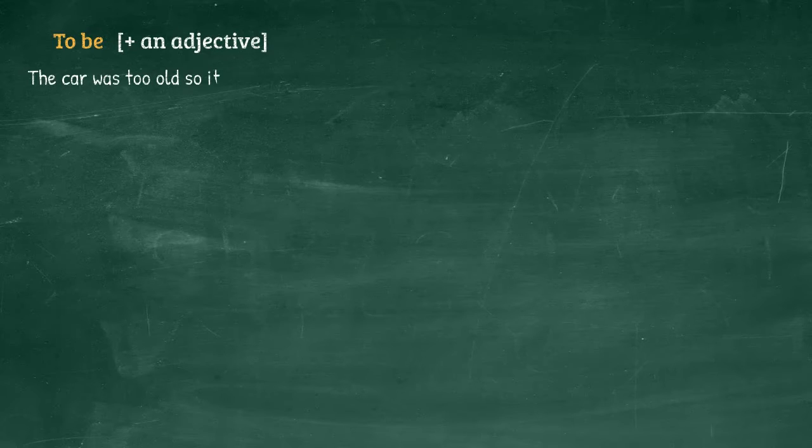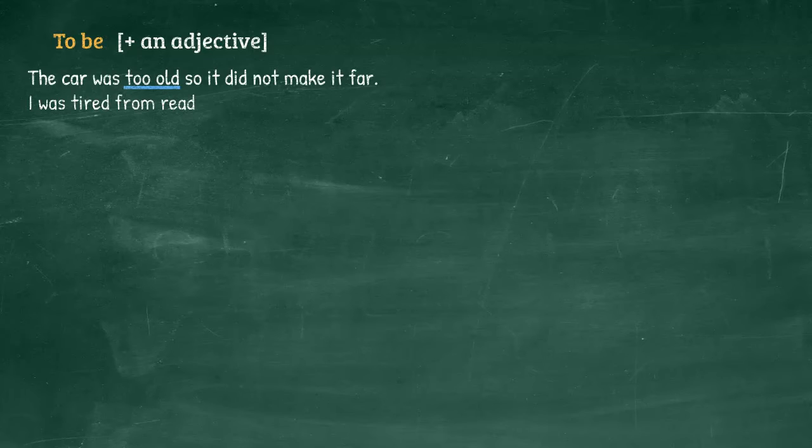We also frequently use the verb to be in the past tense, and we usually use it with an adjective. For instance, the car was too old, so we did not make it far. In this case, we describe the state of the car. In other words, we use an adjective old, or rather too old, to describe it. Or we can say, I was tired from reading too much. Again, we use the adjective tired right after the verb to be.